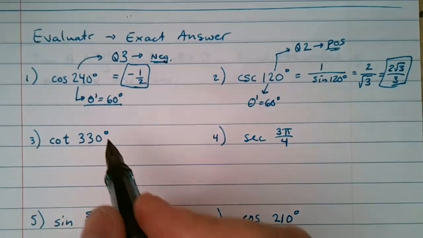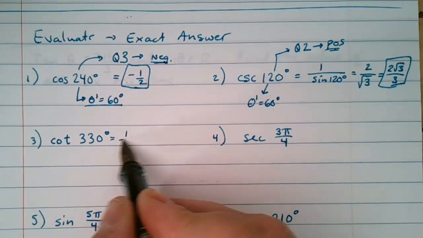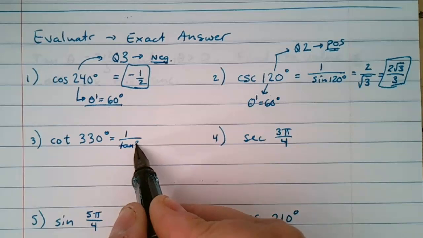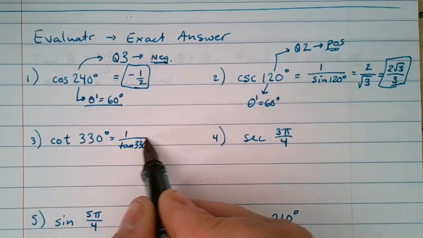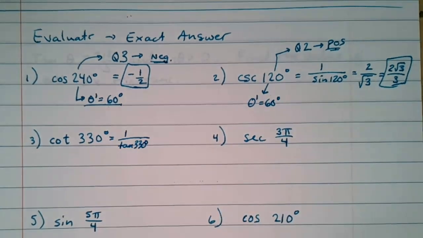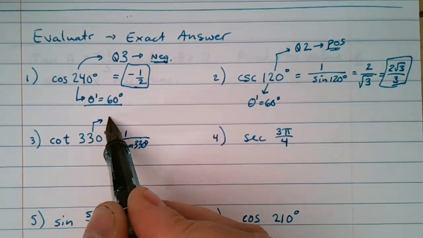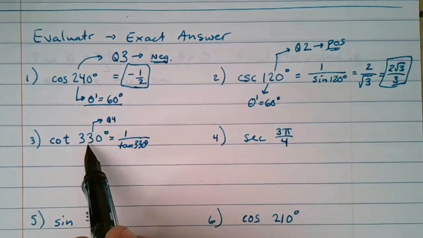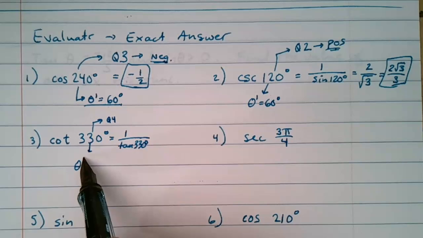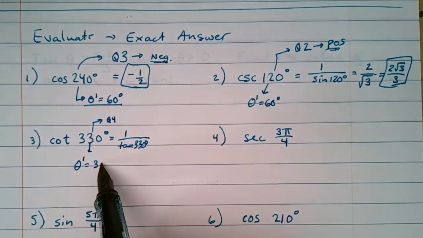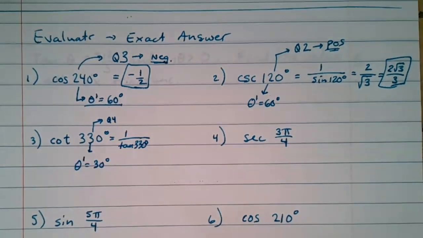Cotangent of 330. It's 1 over the tangent of 330. Cool. All right, what quadrant is 330 in? It's in quadrant 4. And the reference angle for 330 degrees is 30 degrees because the nearest x-axis is 360. And again, you're going to have to draw these pictures. If you don't see this, draw the pictures like the previous examples.